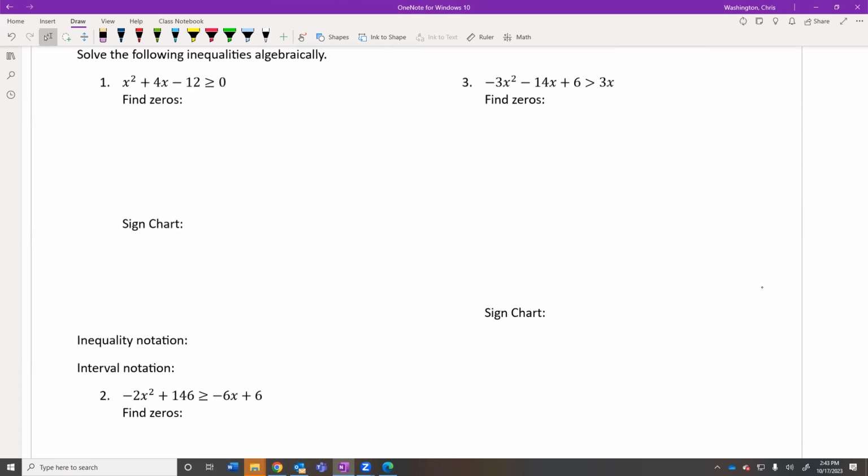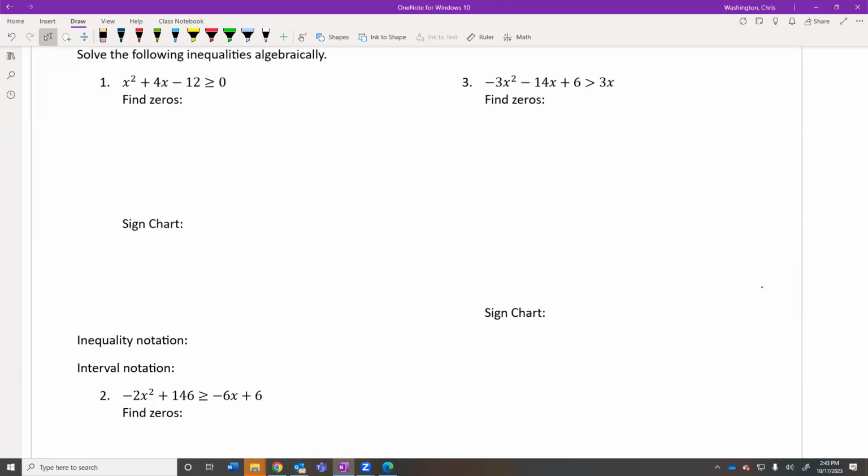So number 1, x squared plus 4x minus 12 is greater than or equal to 0. We're looking at this quadratic function, and we want to know, when is this quadratic function going to be greater than or equal to 0? And we're talking about the y value in this case. When is the y value going to be greater than or equal to 0? We could guess and check, plug in a bunch of numbers. Oh, well, this number works, and this number works, and that number didn't work, and this number didn't work. And we're just kind of spinning our wheels.